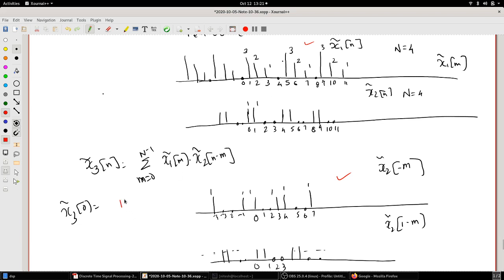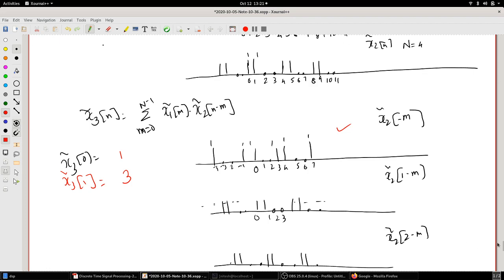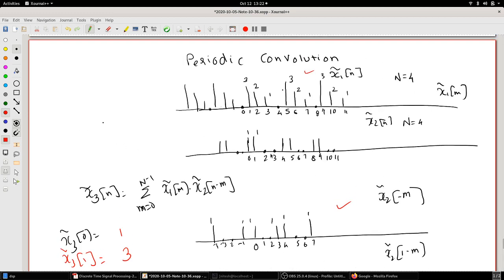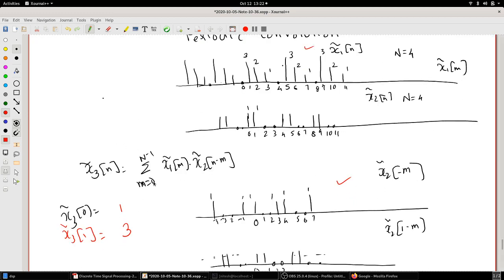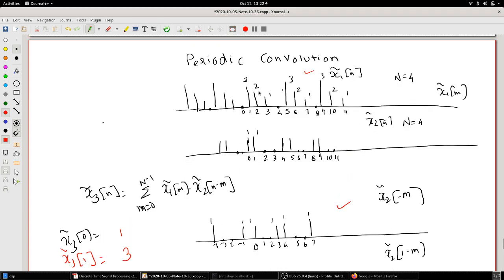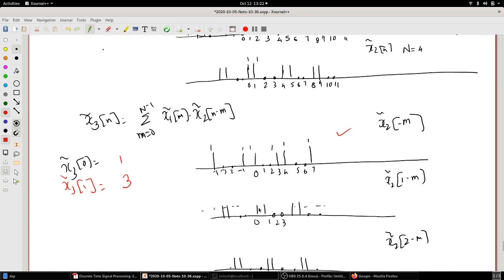Next is x3 tilde of 1, which equals x1 tilde of m multiplied by x2 tilde of 1 minus m. If I do a one-to-one multiplication here, I get 3. In the same way, x1 tilde of m into x2 tilde of 2 minus m. Here x2 tilde of 2 minus m is 0 1 1 0, and this sequence is 0 3 2 1. So this will be 3 plus 2, 5. The 3 and 2 are the middle terms.